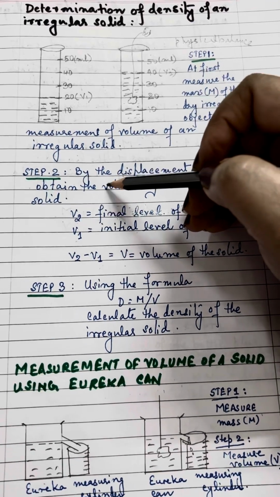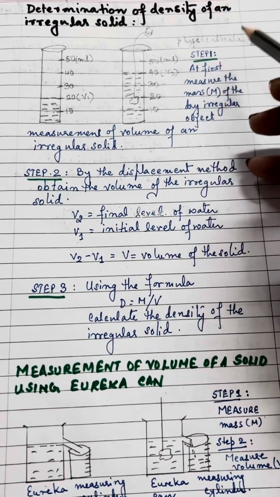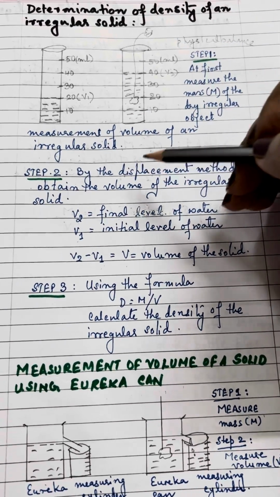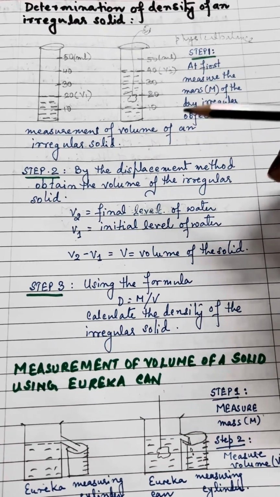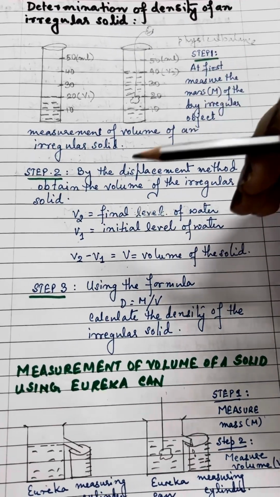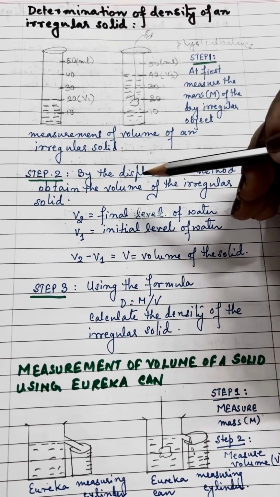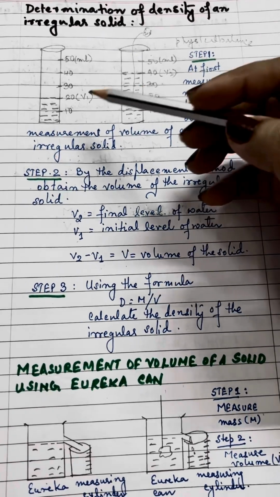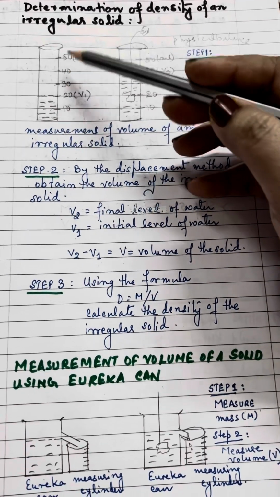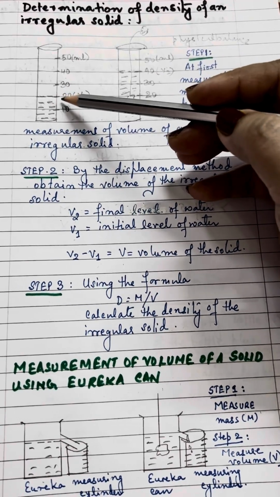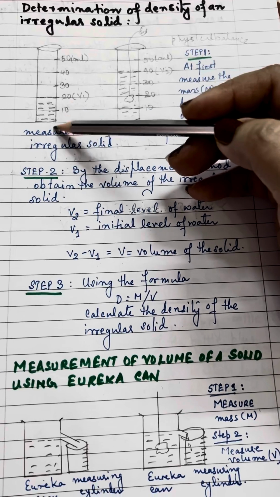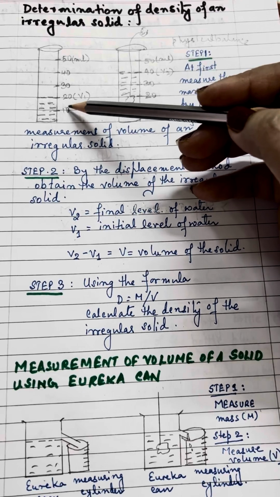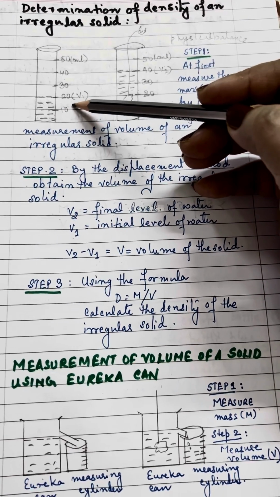Next is step 2, to determine the volume of the irregular solid. Since it is not a regular solid, we won't be able to use the known formulas for the known shapes. So we have to determine the volume of this irregular solid using the displacement method. Over here we take a measuring cylinder and we take the initial level of water. Over here the initial level of water that is shown is V1 as 20 ml. It can be anything of your choice.